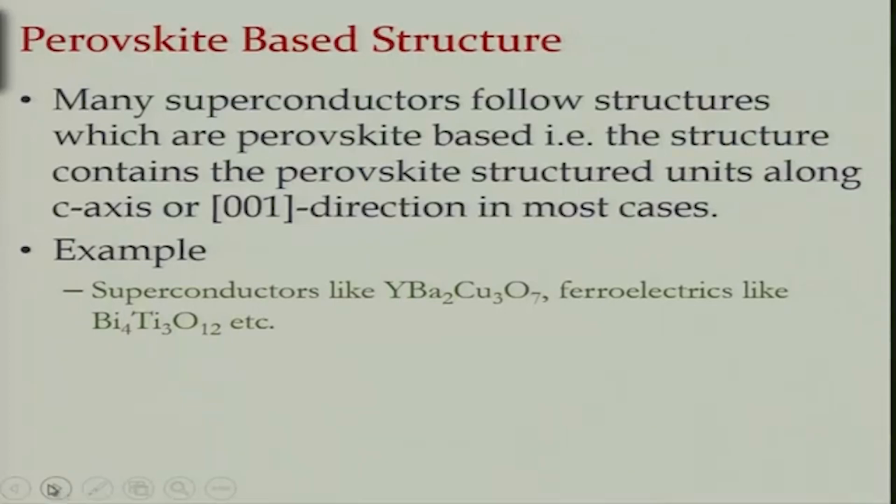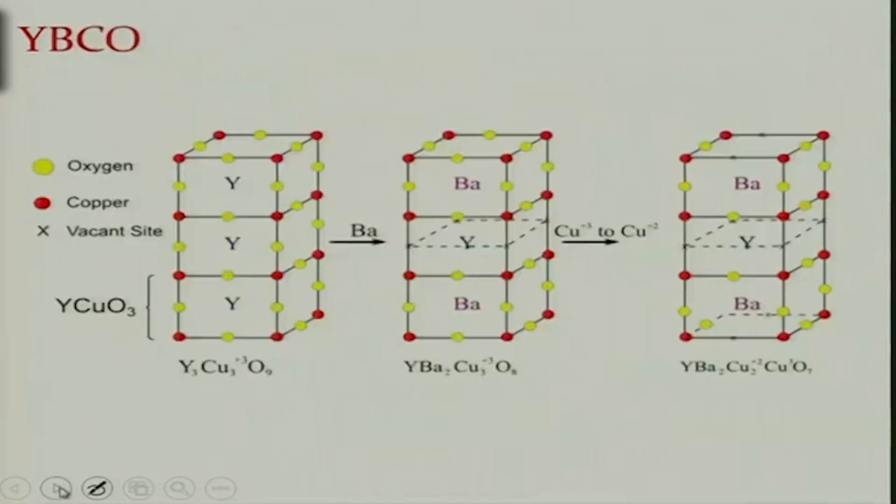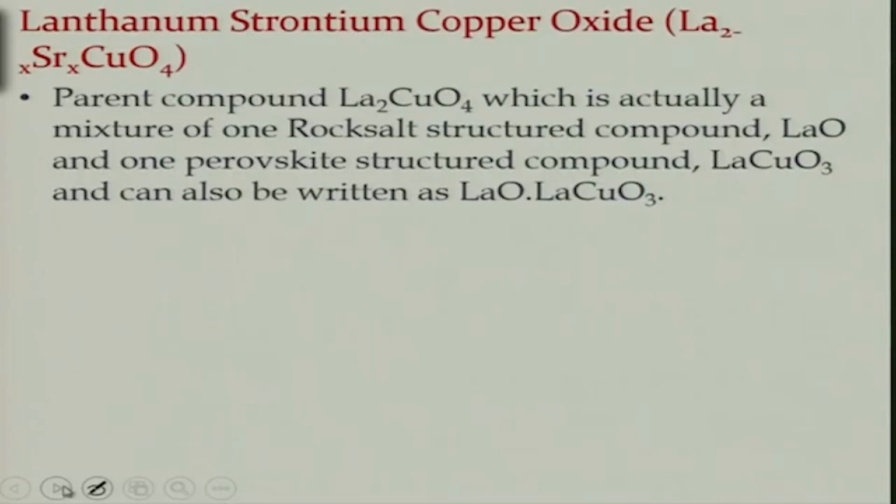And then there are other materials such as yttrium barium copper oxide, bismuth titanate, etc. All of these are based on perovskite structures, so you can look at them in any book. This, for example, is yttrium barium copper oxide, which has these units of perovskites staggered on top of one another. I will skip this for the sake of time.